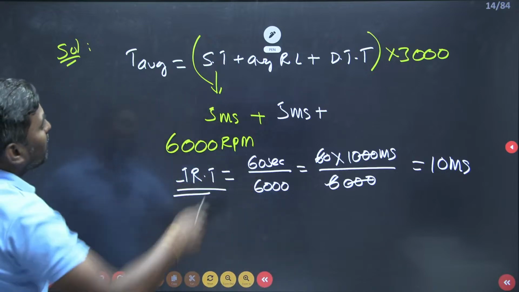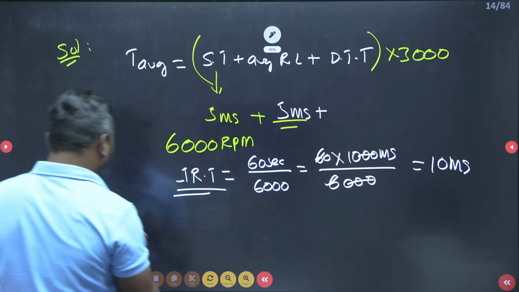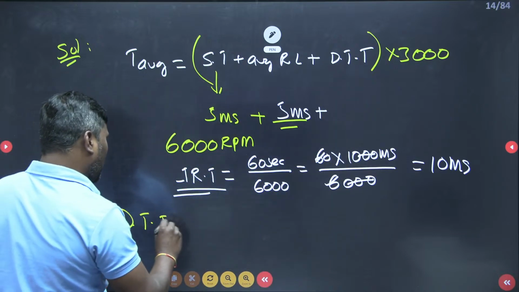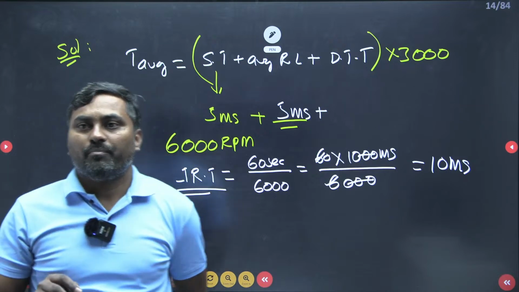Okay. So now 10 milliseconds we got, right? Average is 5 milliseconds we got. We need data transfer time. So now we know how to calculate data transfer time.